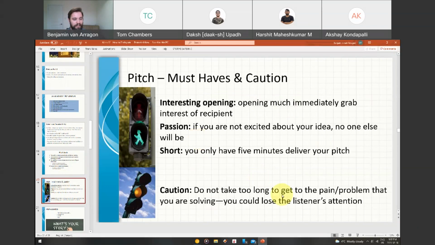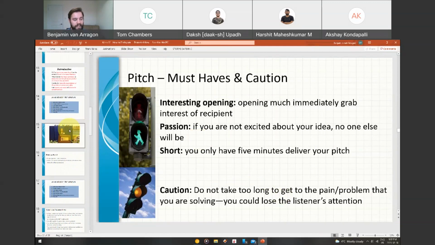Don't take too long to get to the problem point, okay? You want to hit that right away, or else you're going to lose their attention. So if you notice with her, we can go back and watch it again. She says the potato thing, the hook, and she goes right away in saying the problem with these. Within the first 10 seconds, she addresses the problem.